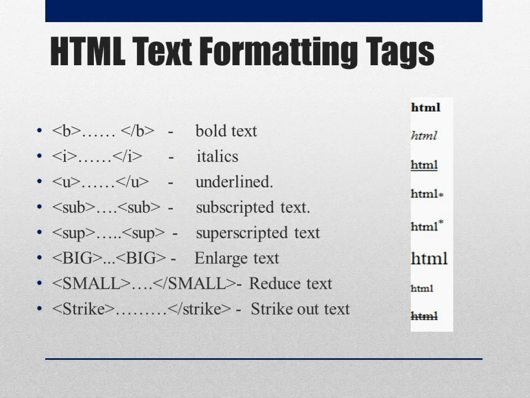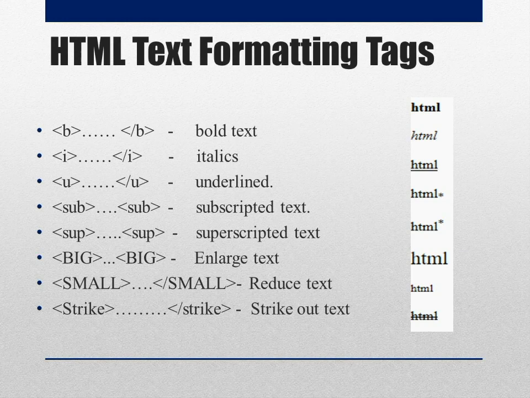Next are the text formatting tags. First, the bold tag, which is used to make the text bold. Then the italic tag, which is used to make the text italic. Then the underline tag, which is used to make the text underlined. And the subscript tag defines the subscripted text. Similarly, the superscript tag defines the superscripted text.